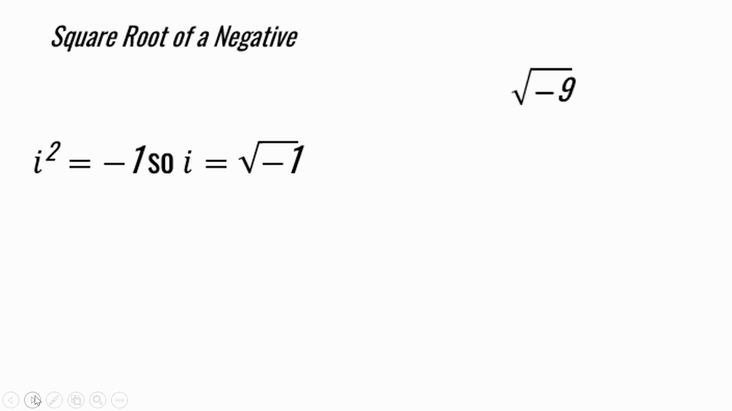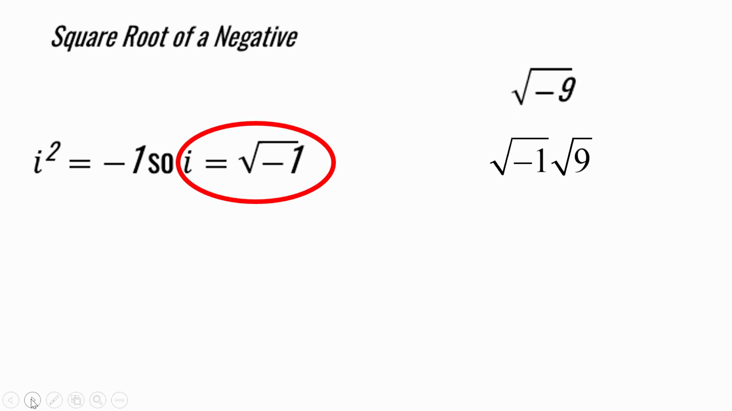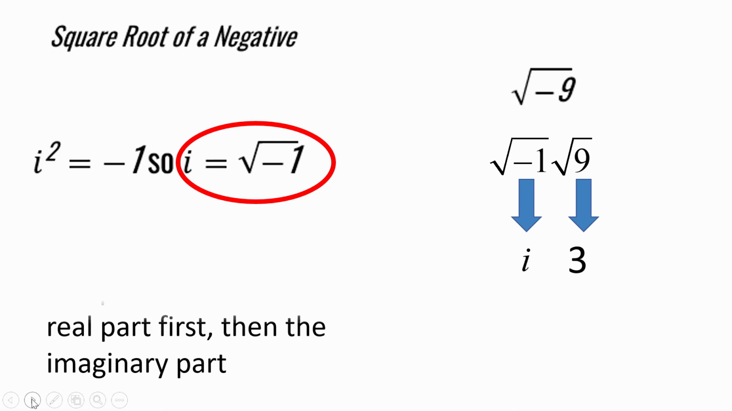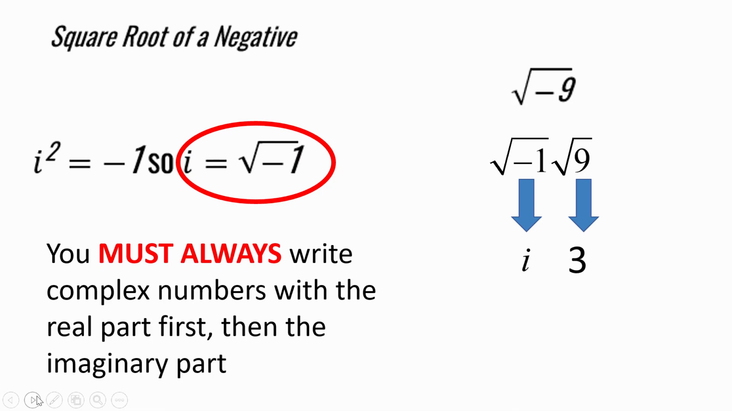So if I have the square root of -9, I'm going to break that down to two radicals, just like I always do. But I'm going to break it down to the square root of -1 times the square root of 9. I'm going to simplify each of those. The square root of -1 we have now learned is equal to i. So I'm going to simplify the square root of -1 to i, and the square root of 9 to 3. There's a rule in math that you always have to have the real part first and then the imaginary part. So I'm going to write this as 3i. So the square root of -9 equals 3i.